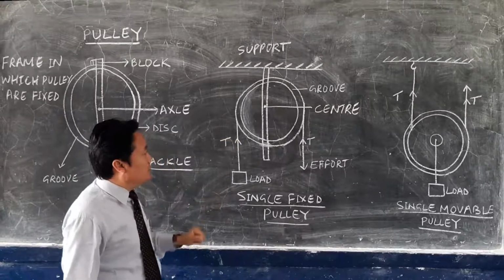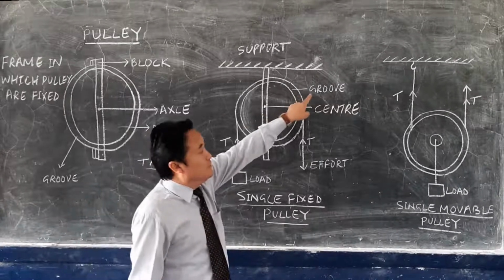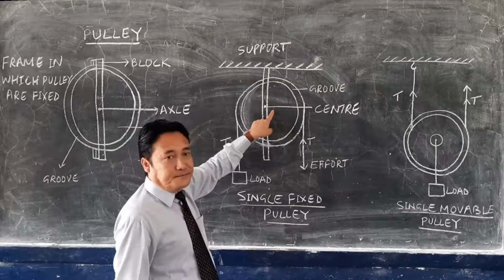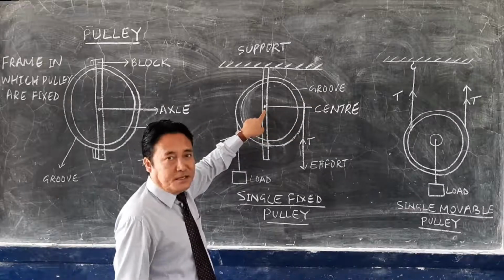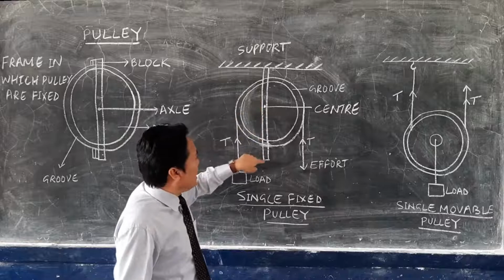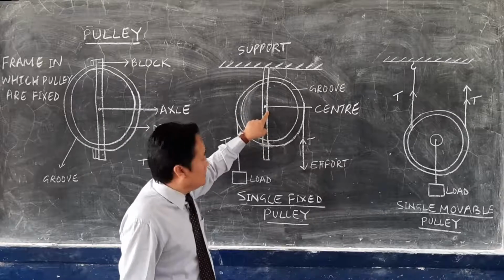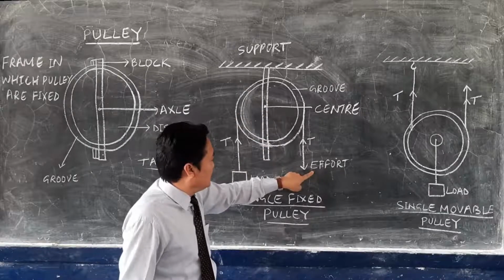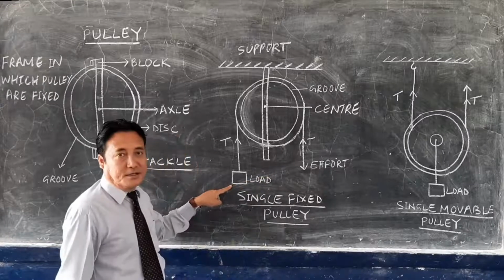Okay. So in a single fixed pulley, the groove is here. This one is the center, where the fulcrum is. This entire part is the axle. This is the center where the fulcrum is. On one side the effort is present and on the other side the load.